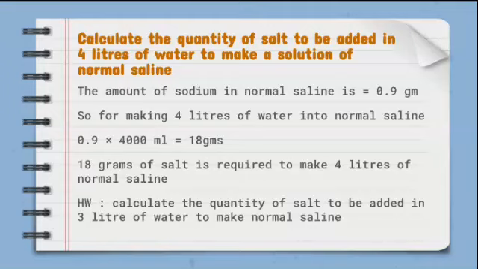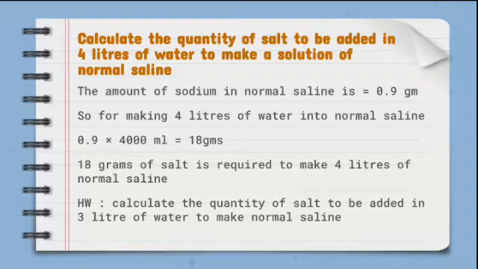I have given a calculation here for you to work out now using the same example: calculate the quantity of salt to be added in 3 liters of water to make normal saline. You can work out in your notebook and check whether you are able to understand the concept. Normal saline has 0.9 percentage, that is 0.9 per 100 ml. So for 4000 ml, 0.9 into 4000, that is 18 grams.